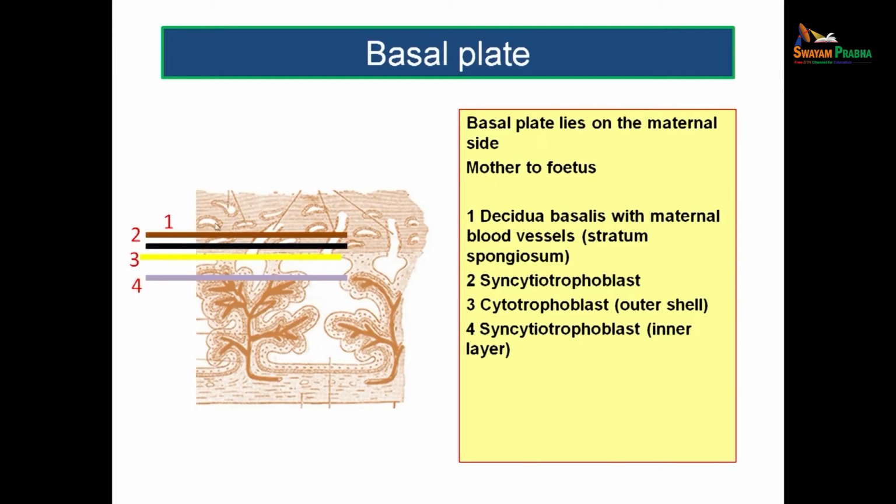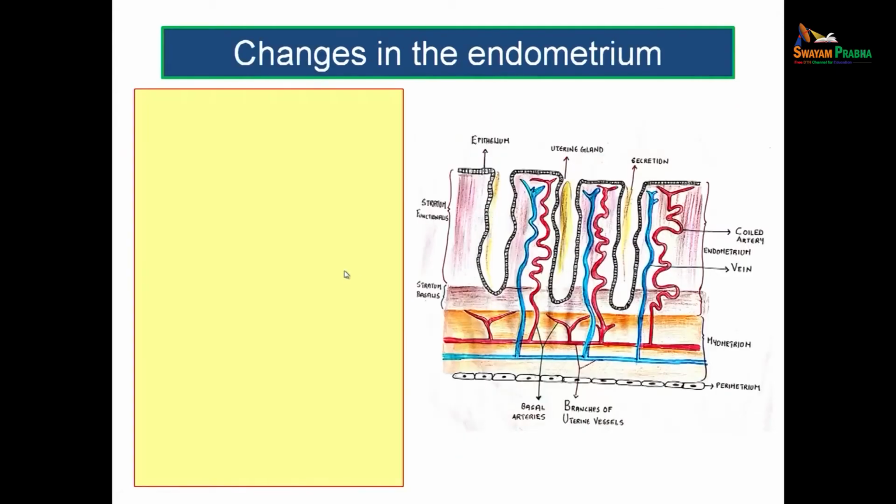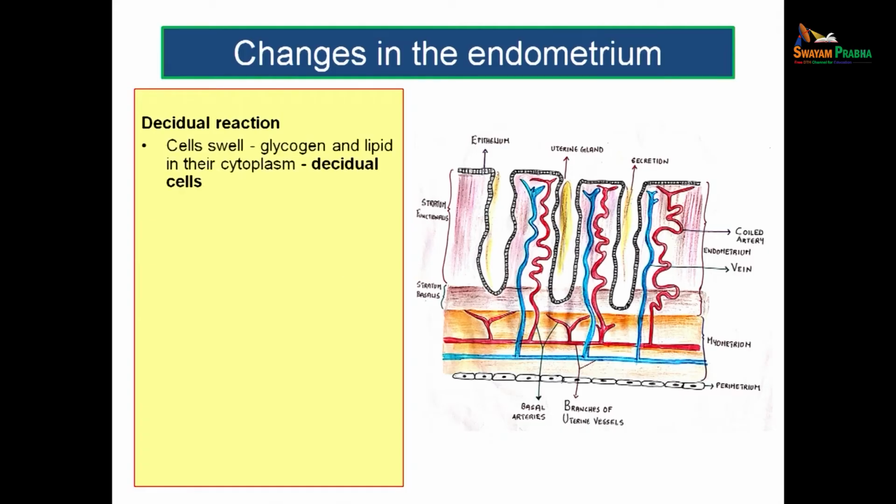So, once again you have the decidua basalis, which is a part of the endometrium. Then you have the syncytial trophoblast, then the outer cytotrophoblastic shell, again followed by the syncytial trophoblast inner layer. Now, what are the changes happening in the endometrium after implantation? That reaction is known as the decidual reaction.